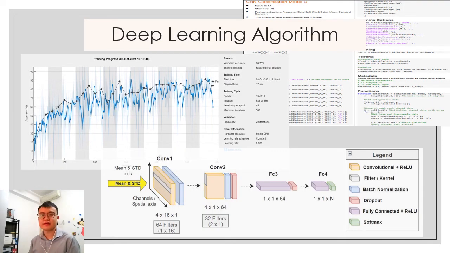Coming to the deep learning algorithm in this project, the algorithm was developed using the MATLAB software. The picture in the middle shows the training progress of the deep learning models. And the bottom right here is the illustration of the neural network models being used to classify the brain signals. In this project, we have experimented with 4 different techniques to classify these brain signals. Because of the time limitation, I'm not going into too much detail on the technical aspects of this project.